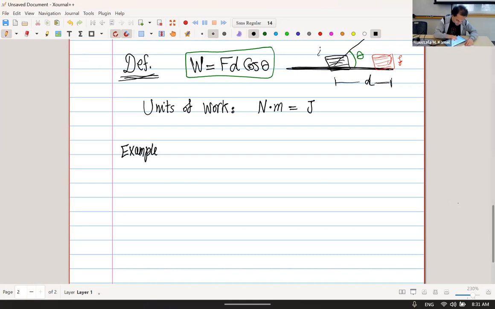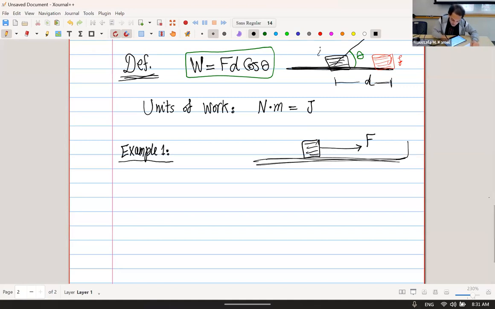Let's call this example 1. And assume that you're pulling the box horizontally, like you don't have an angle between the force and displacement. So the force is acting like this on the block, and it moves it a distance d. So this distance is d.